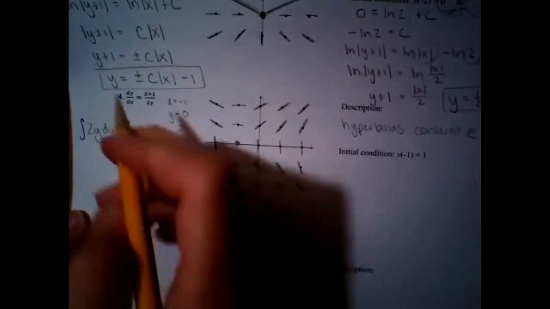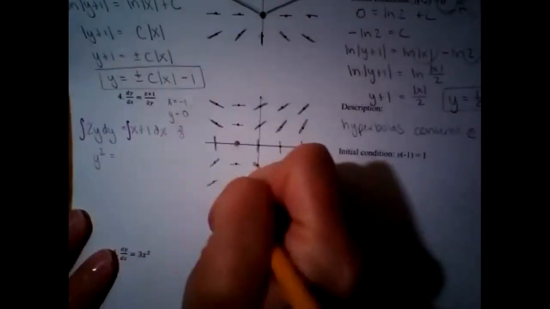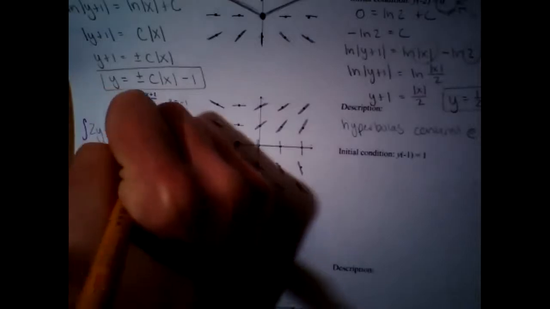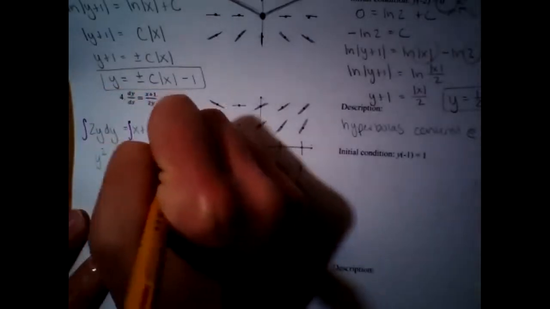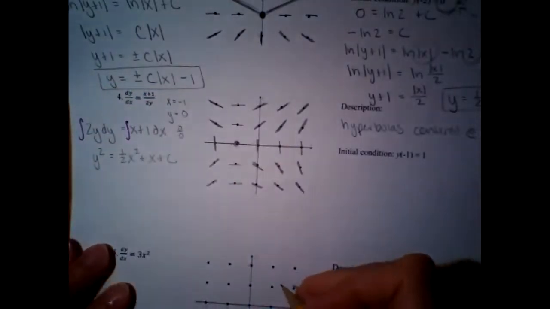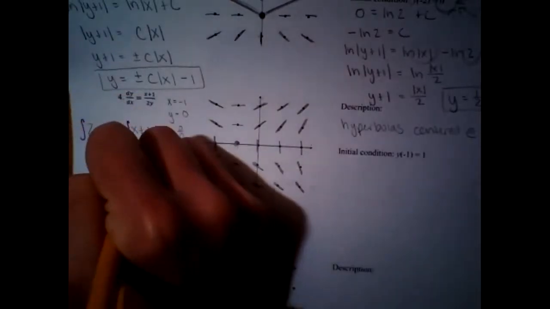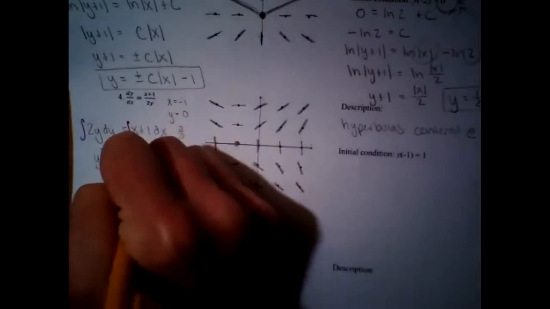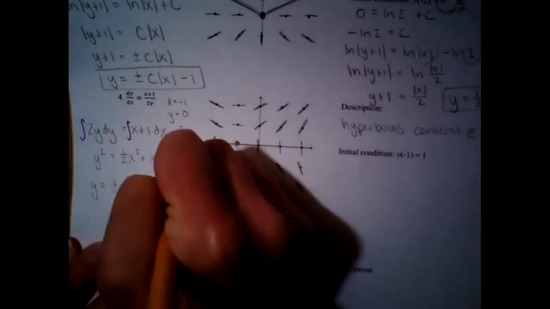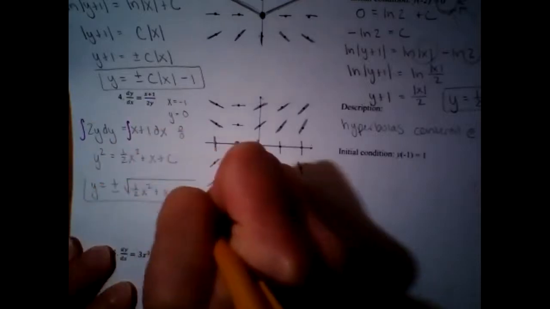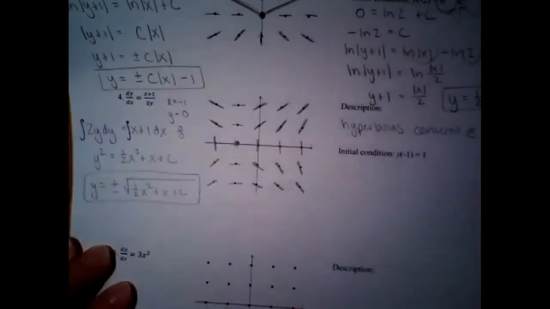So this antiderivative is y squared. And then over here, we're going to have 1/2 x squared plus x plus c. And then to get y by itself, we're going to take the square root. And because it's the general solution, I'm going to put the plus and the minus. So that was not too bad.